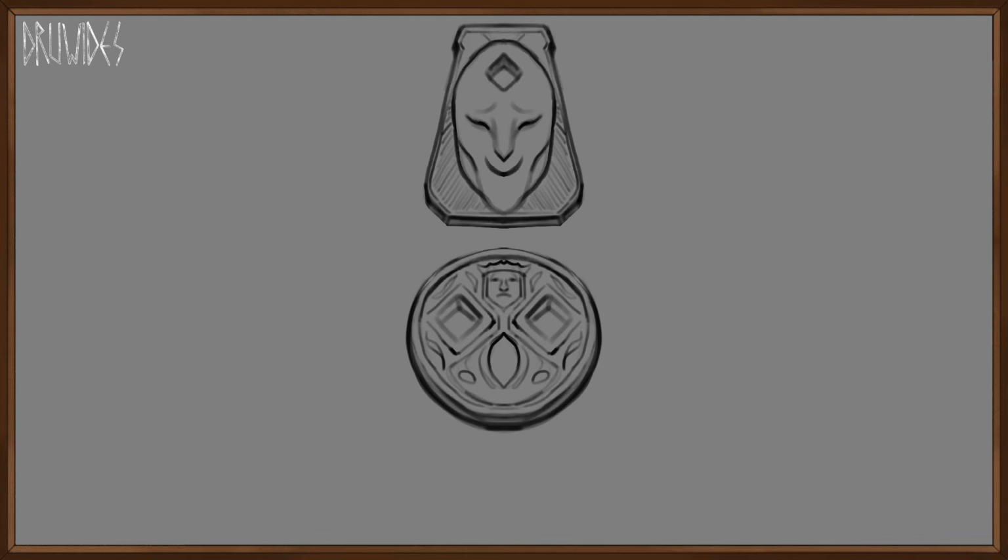Hello everyone! For this video, I gave myself a task: design 4 coins for my worldbuilding project Druwides. This will be the money used in the realm of Tevwin.